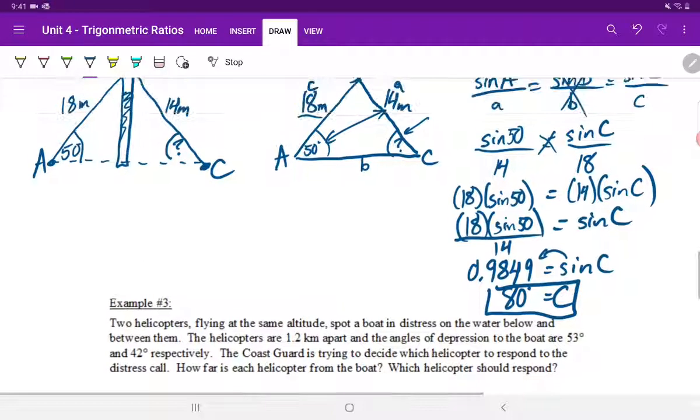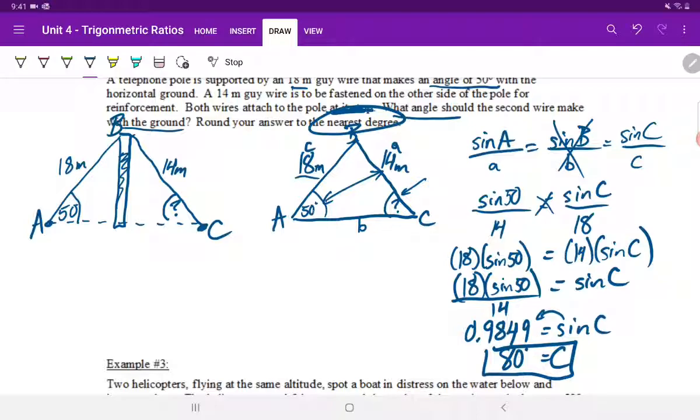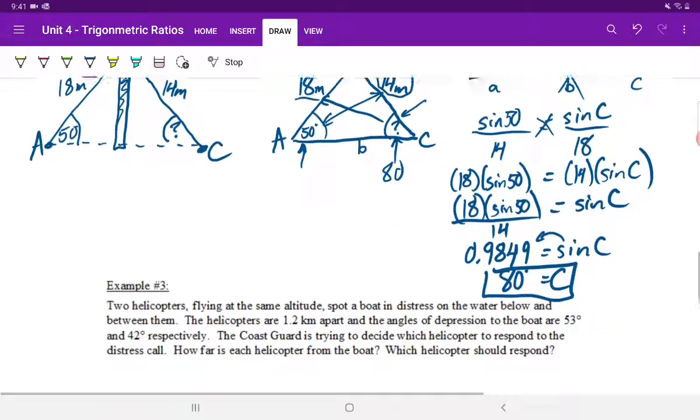So this wire here can be made at an angle of 50, and that makes sense. It's a lower angle, which will provide a lower side length, whereas the larger angle here of 80 will yield a larger side length on the opposite side of 18. So always check the reasonableness of your answer. Always get in the habit of doing that.